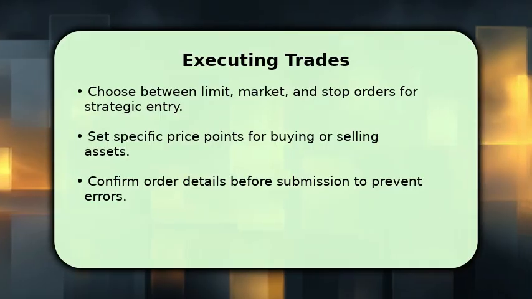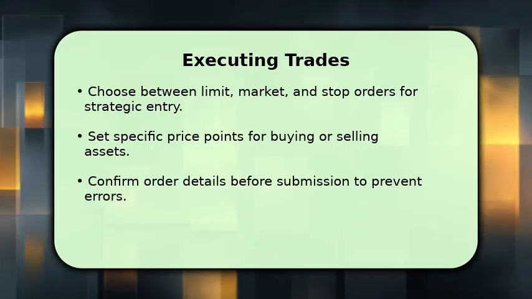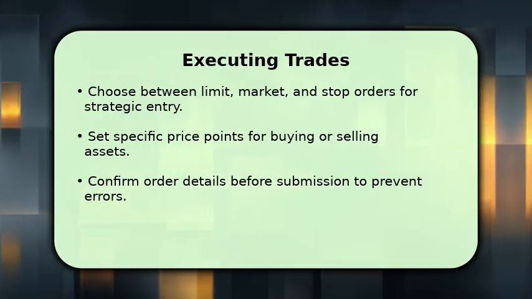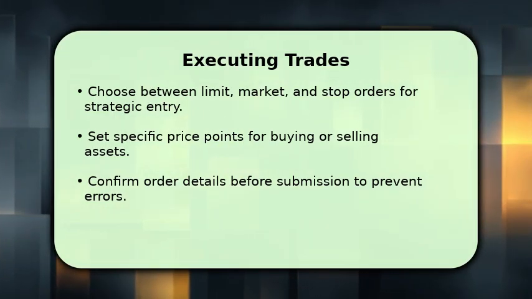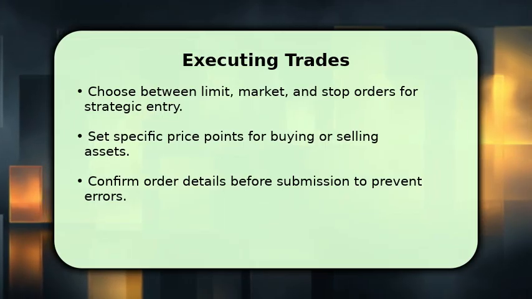Placing an order is straightforward. Select your desired asset pair, like Bitcoin versus US dollar. You can choose from several order types. A market order executes immediately at the best available price, while a limit order lets you set a specific price for buying or selling.